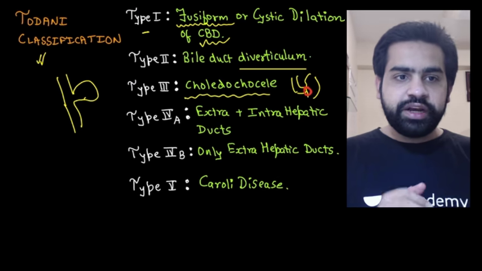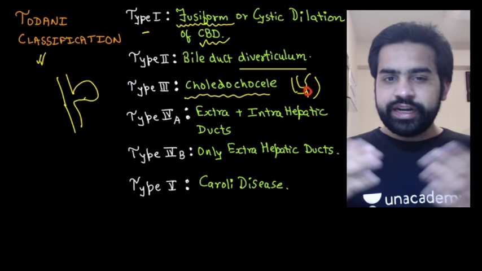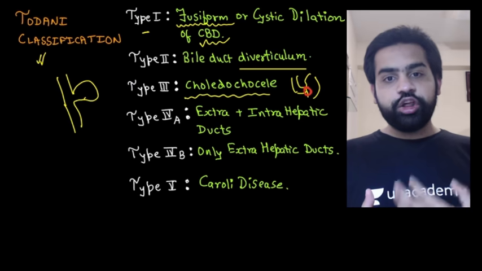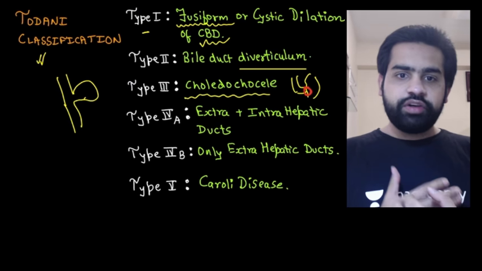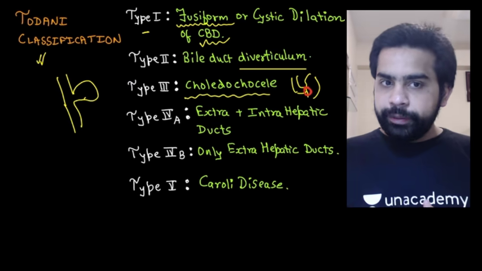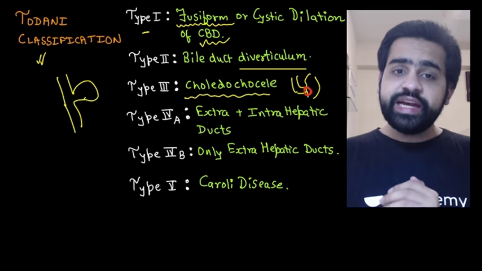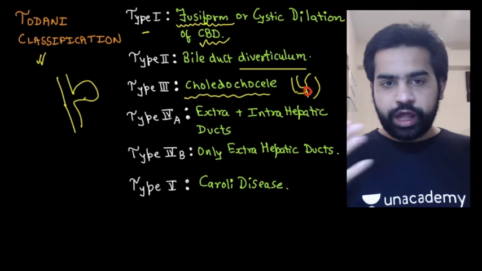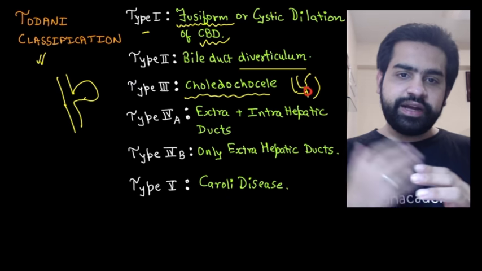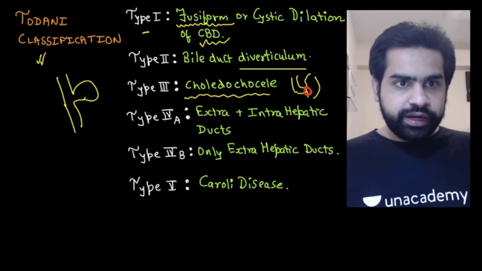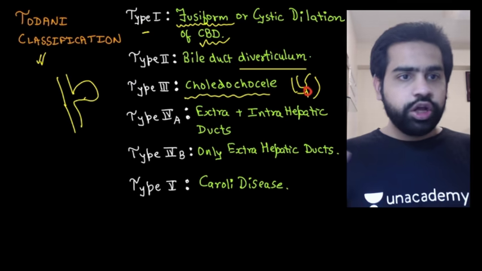Then type 4 is divided into type 4A and type 4B. Type 4A is if there is a dilation of extrahepatic as well as intrahepatic bile ducts. Type 4B is only dilation of the extrahepatic bile duct. And type 5 is Caroli's disease. Caroli's disease means there are multiple intrahepatic dilations. So I hope you get this. These are the 5 types of the Todani classification.